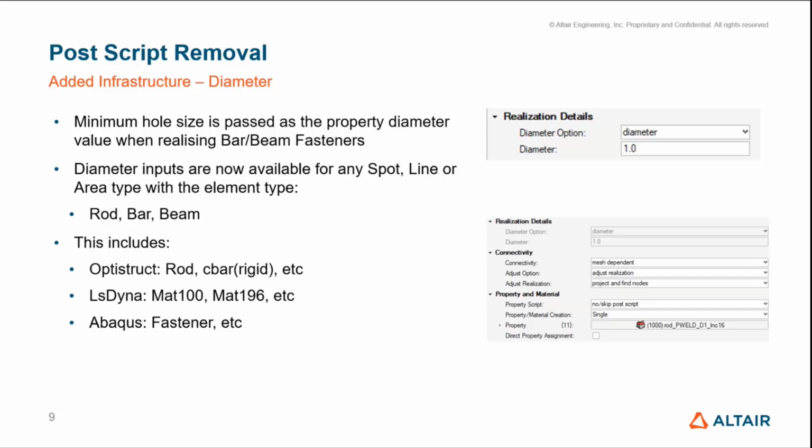For spots, lines, and areas of any type, any element type that is rod, bar, or beam, this includes C-bar, rigid, MAT 100, MAT 196, Abaqus fasteners, and C-welds. We now have the option to explicitly define a diameter. Historically, that was set within an internal table looking up the thicknesses. You can directly use the diameter thickness mapping table that we have now, and you have a bit more control about what those diameters will be.